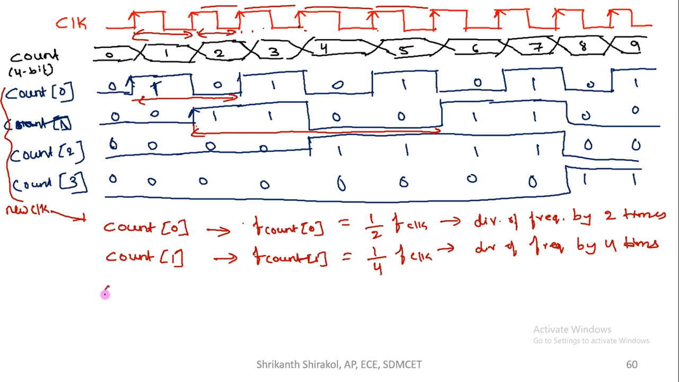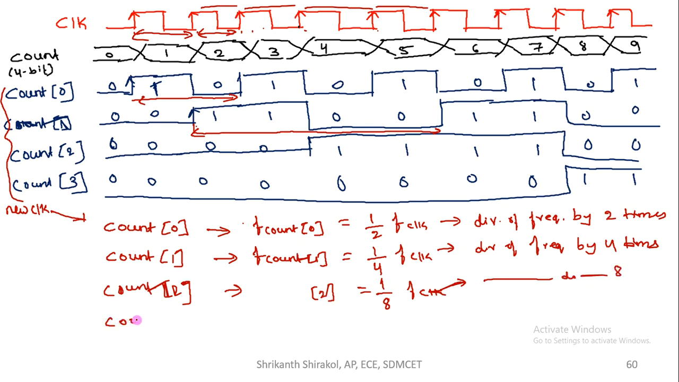Now we can simply go on writing. Count of 2, without looking at it also, you can see 8 clock cycles. So this is divided by 8, 1 by 8 of the frequency of the clock. This is for count of 2. Similarly, count of 3 divides 16 times. So it will be having 16 clocks.